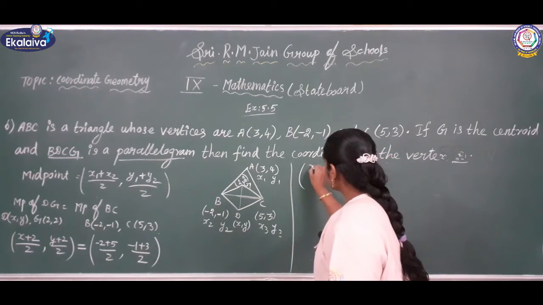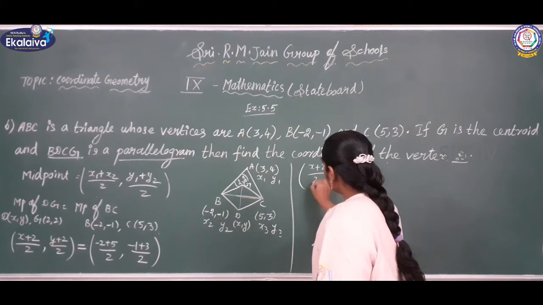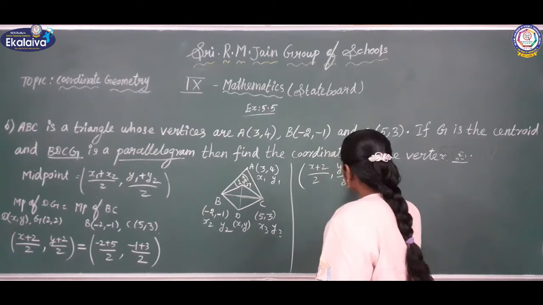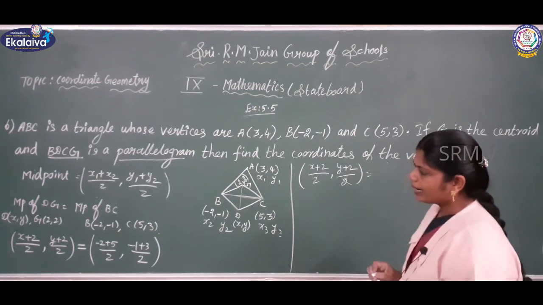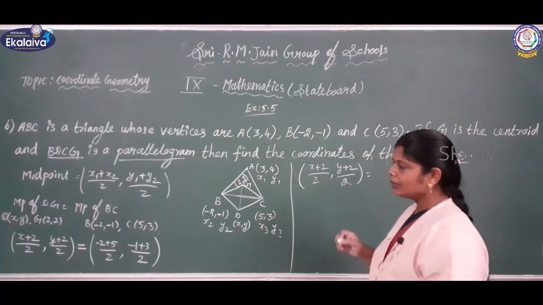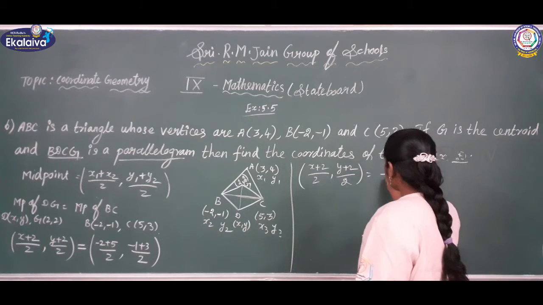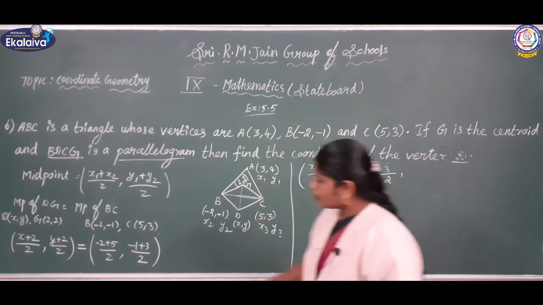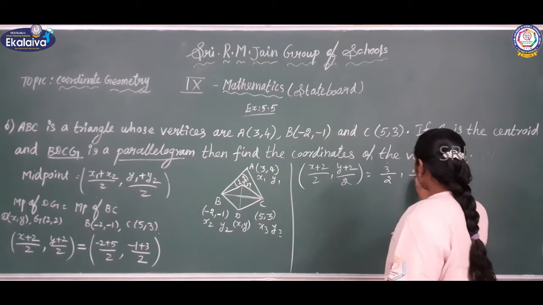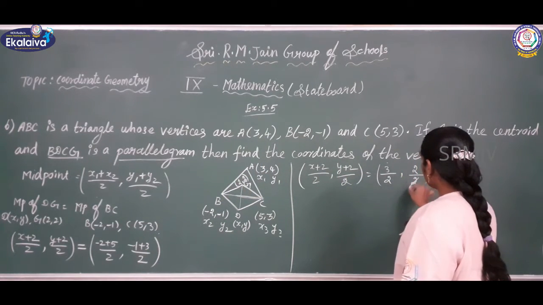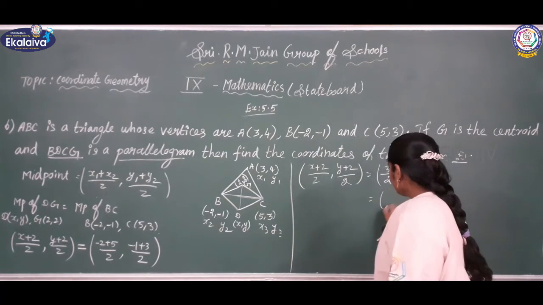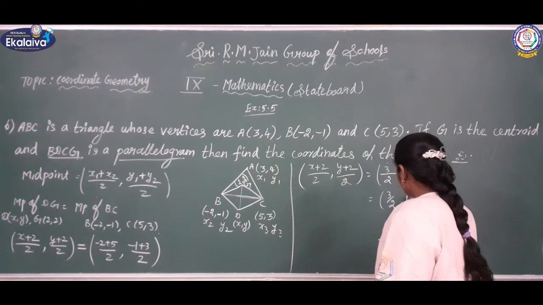So (x plus 2)/2 comma (y plus 2)/2 is equal to (minus 2 plus 5), (minus 2 plus 5). What will you get, children? Plus 3. So 3/2 comma (minus 1 plus 3). What will you get? 2/2. So 2 ones are 2, 2 ones are 2. Okay. So what we are getting? 3/2 comma 1.